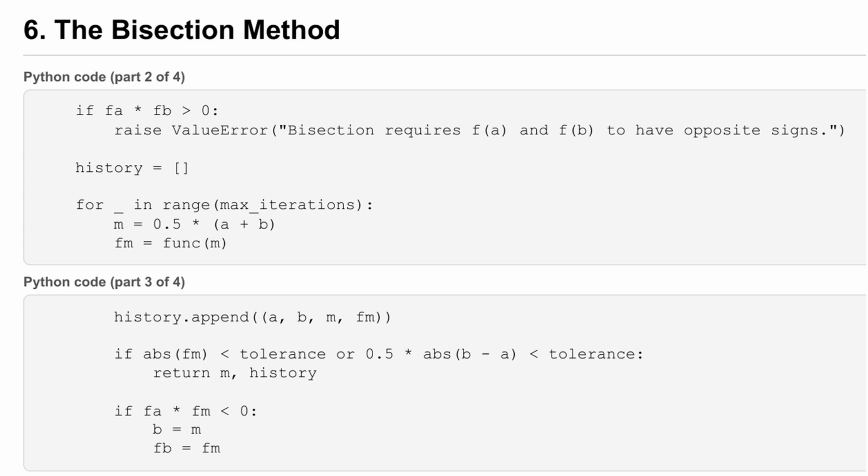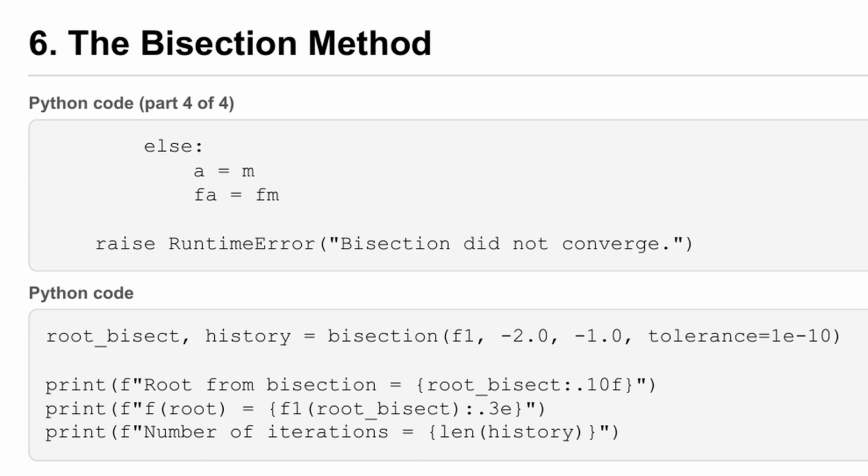Inside the loop, the algorithm calculates the midpoint and checks the sign. By determining which half of the current interval still has a sign change, we can throw away the other half and systematically narrow our search. The process repeats until the interval is smaller than our tolerance, or we reach a maximum number of iterations.